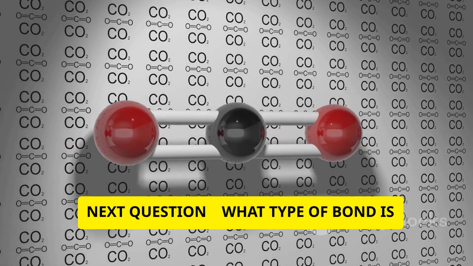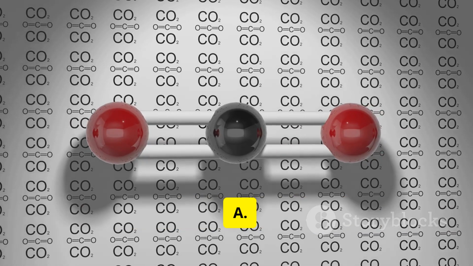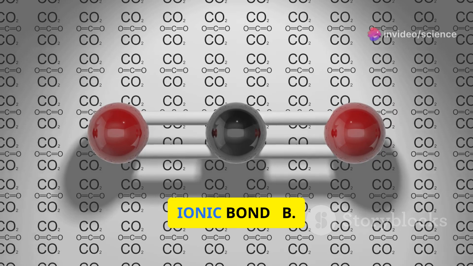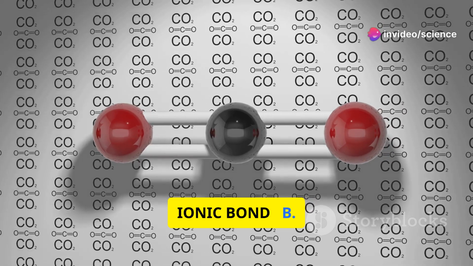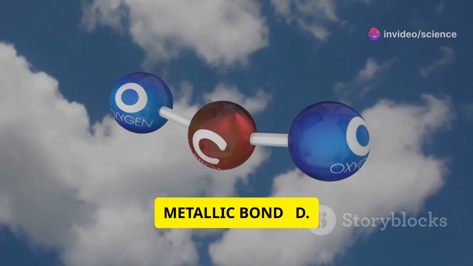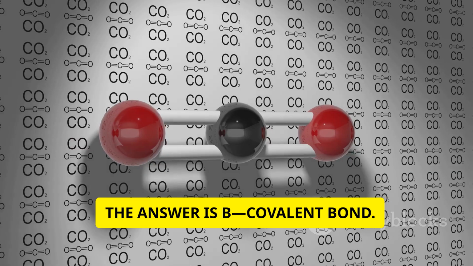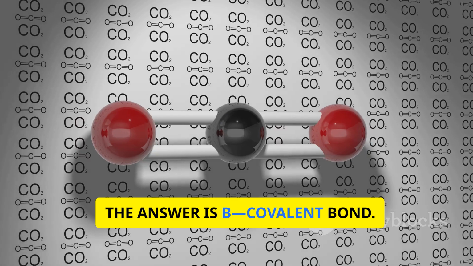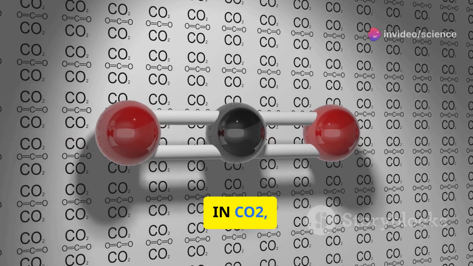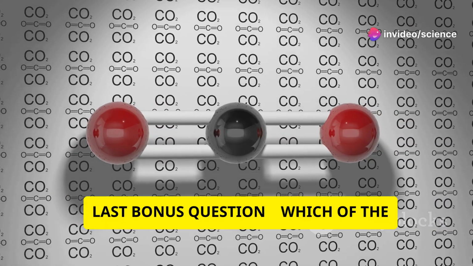Next question. What type of bond is found in carbon dioxide, CO2? A. Ionic bond. B. Covalent bond. C. Metallic bond. D. Hydrogen bond. Time's up. The answer is B. Covalent bond. In CO2, carbon forms double covalent bonds with two oxygen atoms.